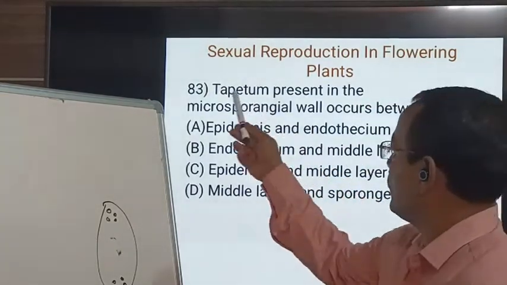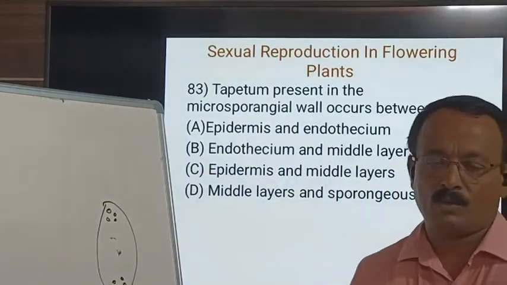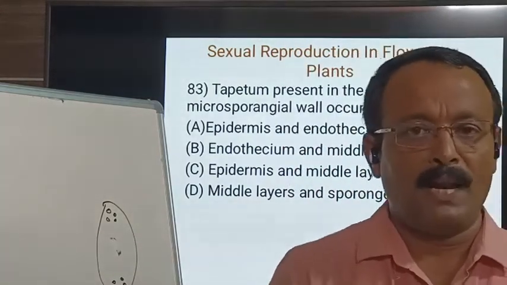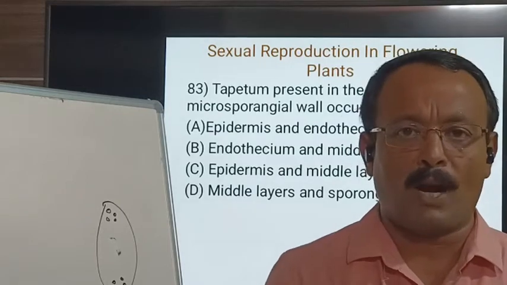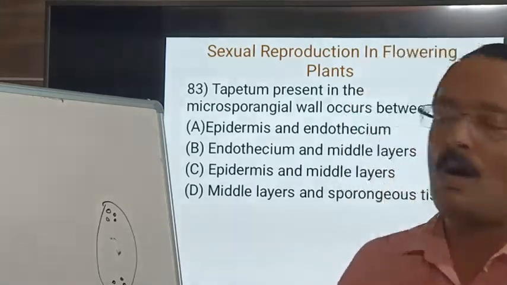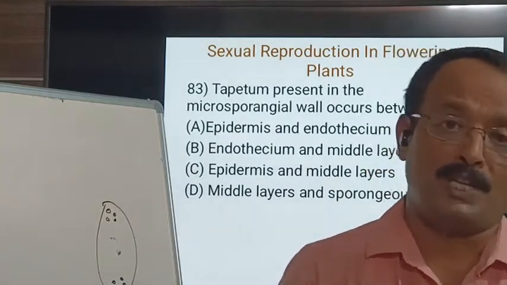Tapetum present in the microsporangium wall occurs between. So this is the easiest question. Outermost layer is the epidermis. Epidermis is followed by endothecium. After endothecium, there are 1 or 2 middle layers. Next to that is the tapetum. After tapetum, there is the microsporangium filled with sporogenous tissue.